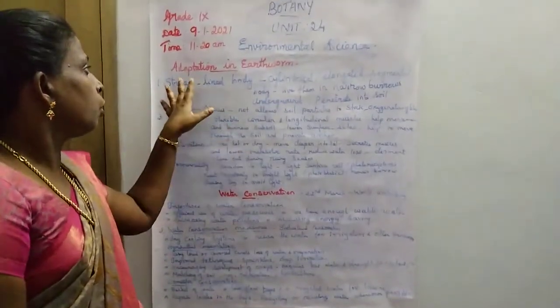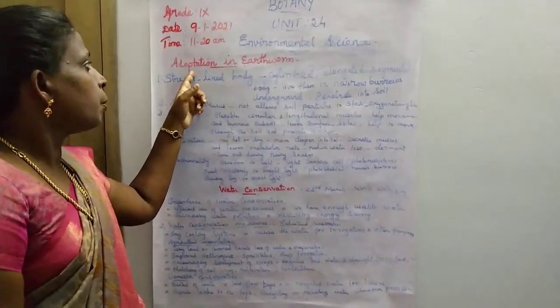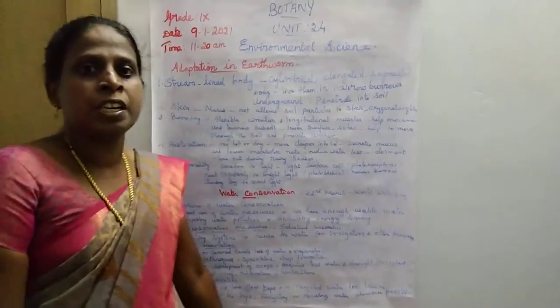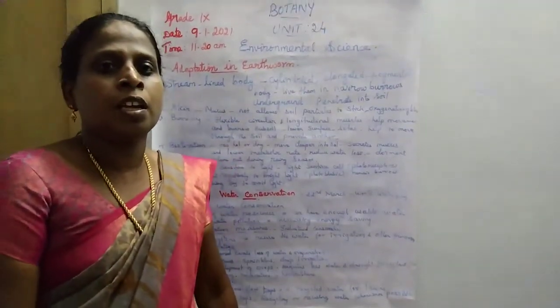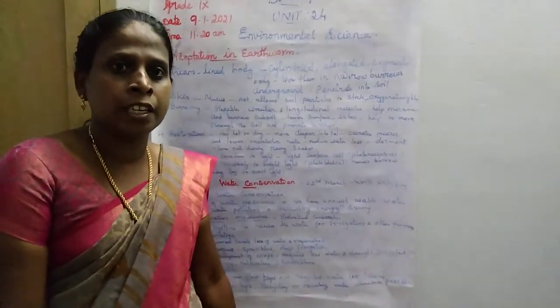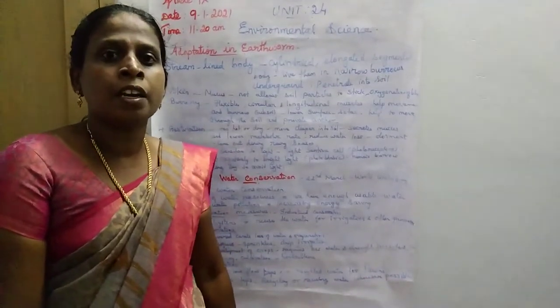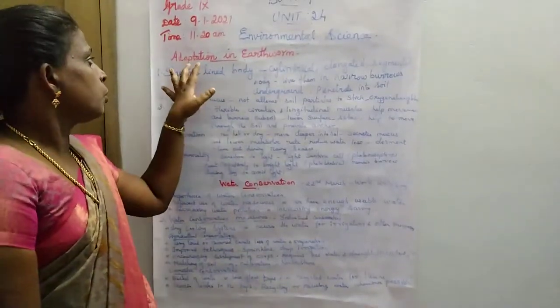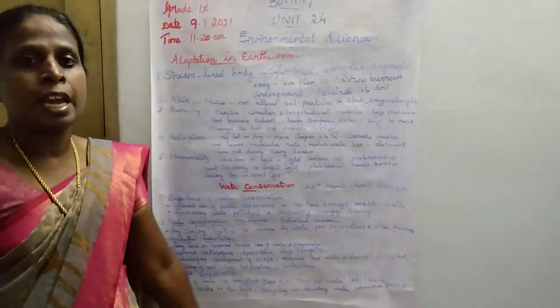Today we are going to learn about adaptation in earthworm. In the bat, what types of adaptation are present? They are nocturnality, flight adaptation, hibernation and echolocation. So today we are going to learn about adaptation in earthworm.